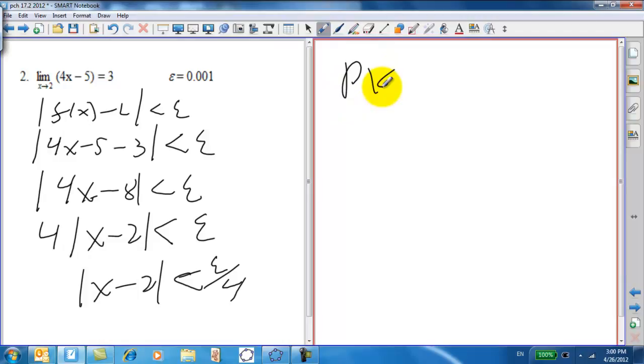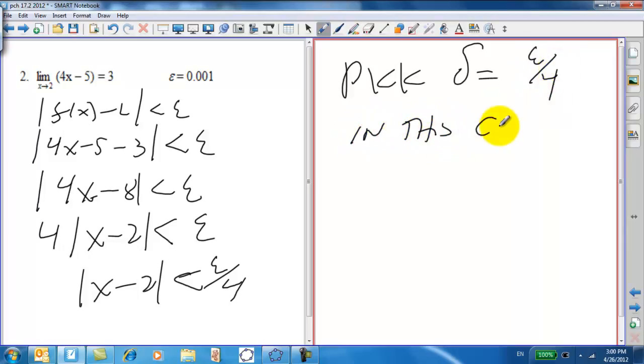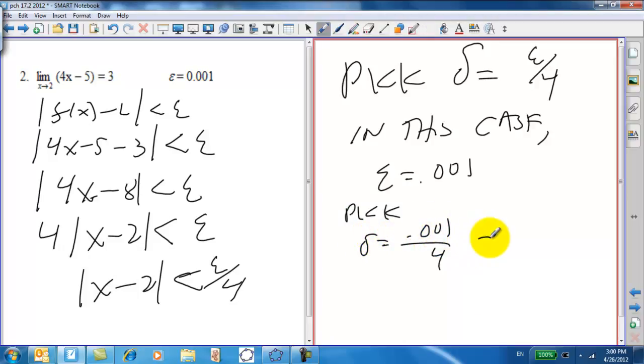So we're going to pick delta to equal epsilon over 4. In this case, epsilon equals 0.001. So we pick delta to equal 0.001 over 4, and we get 0.00025. So if we get that close to 2, we will get 0.001 close to 3.